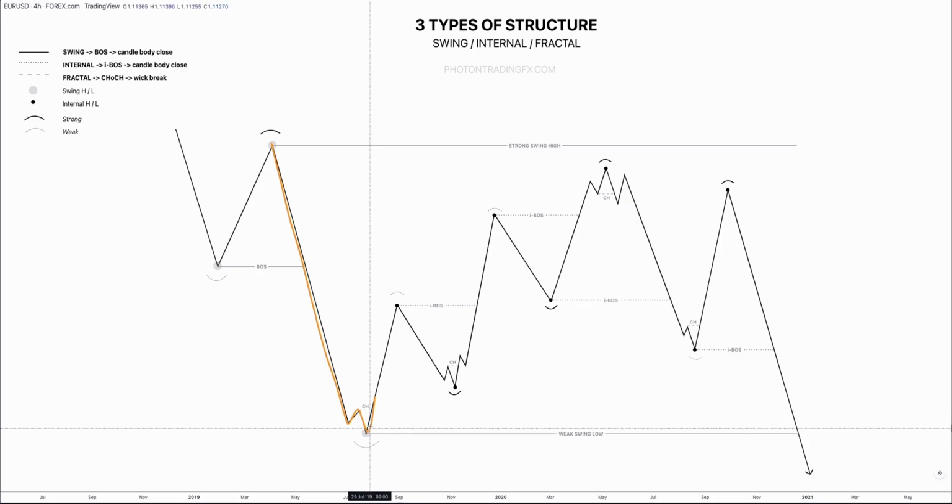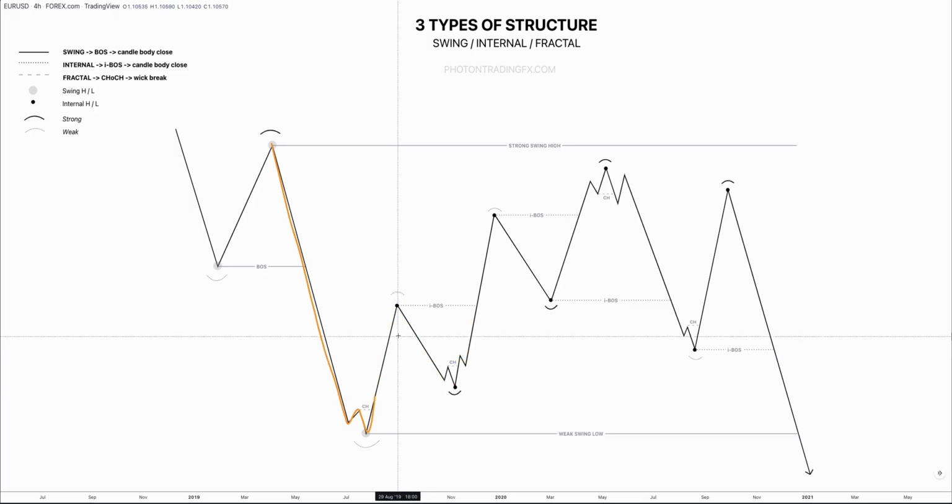So change of character signals the start of a potential internal pullback, okay? So we get that internal pullback, price comes down, okay? And again, we could get another bullish change of character here, and that just signals the end of this internal pullback. And now we're ready to take out this weak high, right? This is a weak internal high because it failed to take out the low. And then when we get that bullish IBOS here and we get that break of the internal high, okay, now we have kind of true structural confirmation that we're going to get this larger swing pullback, okay?